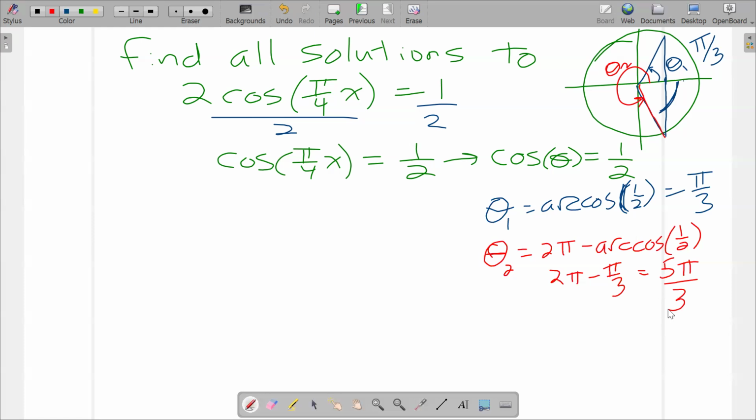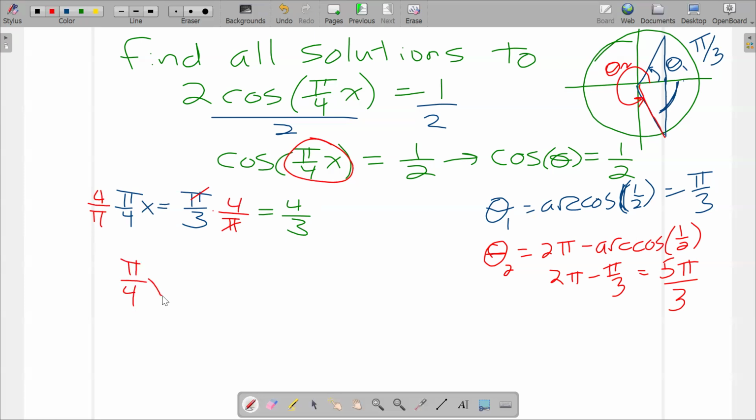Now I have to go back here and rethink that pi over 4x. So for my theta 1, what I have is that pi over 4x is equal to, in this case, pi over 3. Multiply both sides by 4 over pi. Pi's cancel, and I get x equals 4/3. That's one solution.